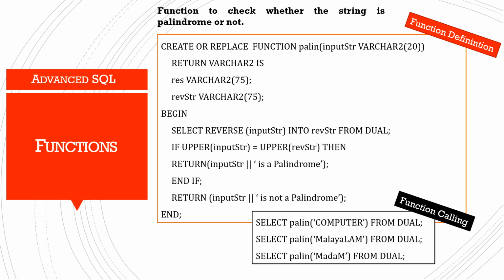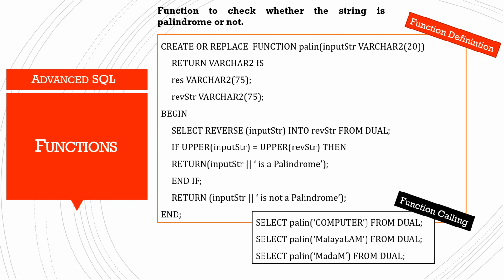So we are returning a particular statement. We are returning "the inputted string is a palindrome." Else we are returning another statement, "input string is not a palindrome." Okay, and we are ending the function.